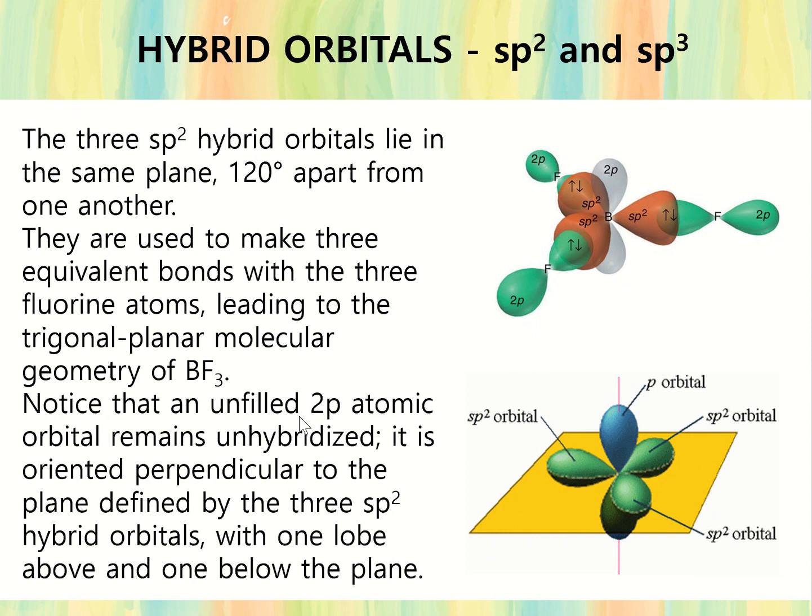Notice that an unfilled 2p atomic orbital remains unhybridized. This is a p orbital that remains unhybridized. It's oriented perpendicular to the plane defined by the three sp2 hybrid orbitals, with one lobe above and one below the plane, right? So above and below the plane.